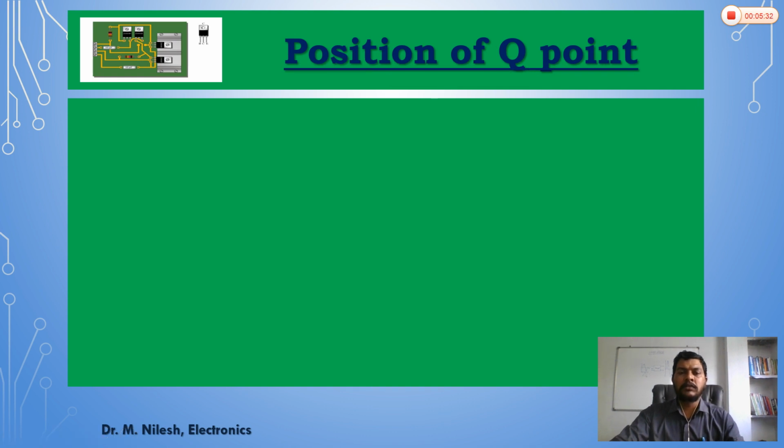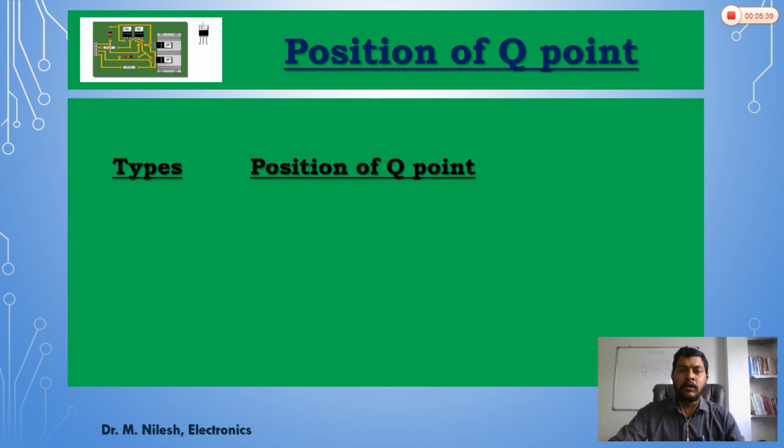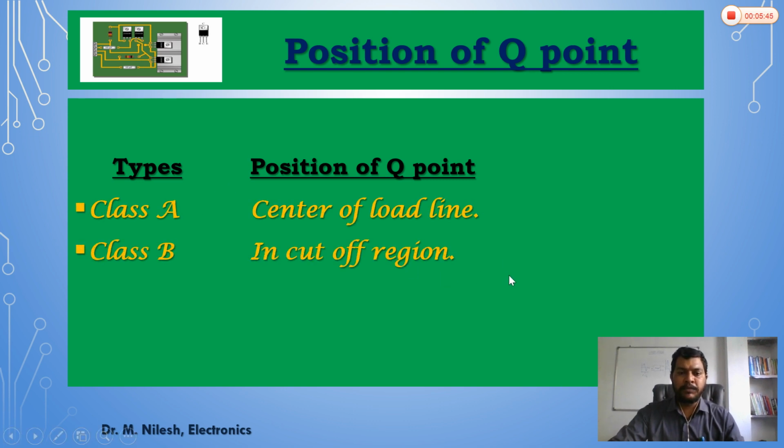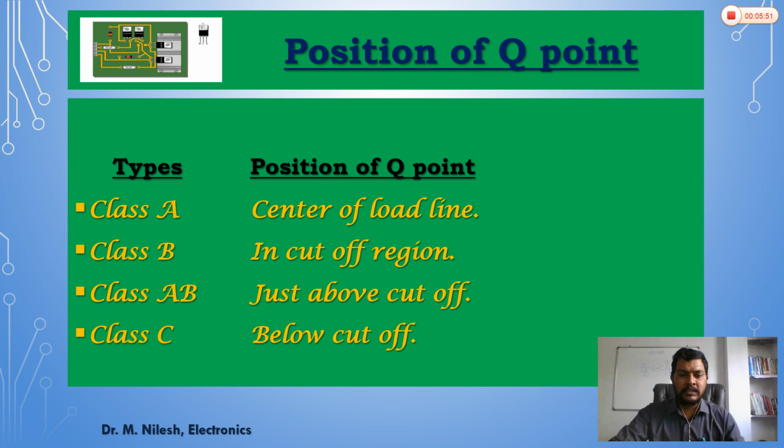Now these power amplifiers are classified according to the position of the quiescent points on the load line. So for Class A, it is the center of the load line; for Class B, it is in the cutoff region; for Class AB, just above cutoff; and in Class C, below cutoff. So these are the quiescent points where the amplifier has been classified.